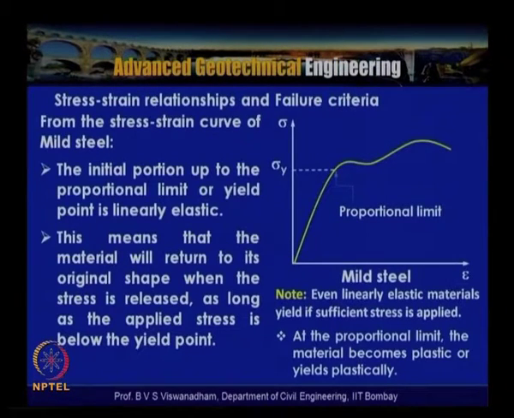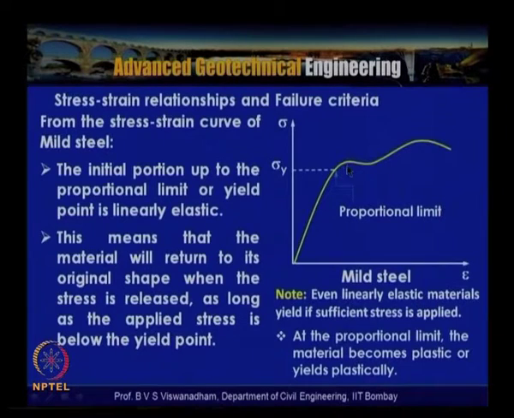So now after having discussed the importance of shear strength and shear stresses, which are caused merely due to the external loadings, let us look into certain stress strain relationships and failure criteria. Let us consider the typical stress strain behavior of a mild steel, wherein we have sigma versus epsilon. The stress strain variation of a mild steel is shown here, and this is the point of the yield stress and what we call the proportional limit.